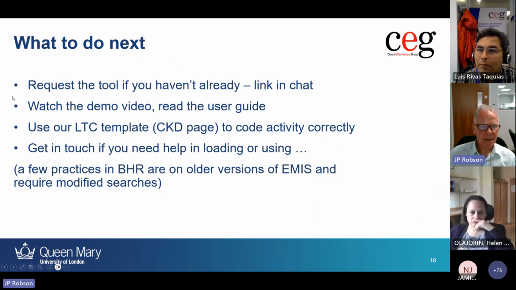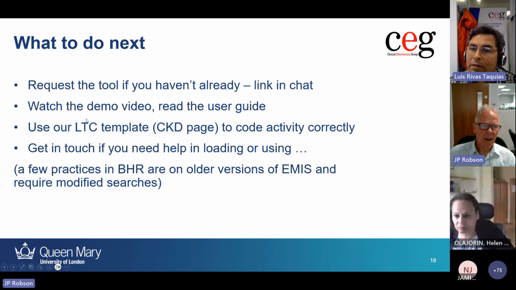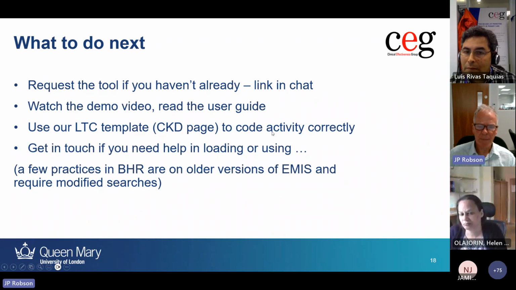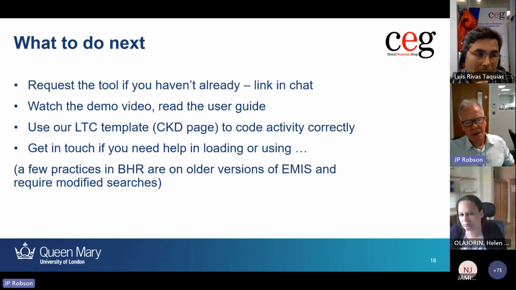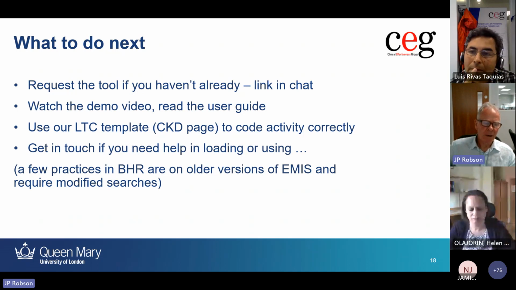So what to do next? If you haven't already requested it, you can do that. Do we have the link in the chat, Lewis? Yeah, the download, I put it in the chat already. You've got the demo video and the user guide on the web. Do use our long-term conditions template, the CKD page for coding. And as I say, we're in the process of further updating that as the London Kidney Network have been giving more guidance that we need to catch up with. And then do get in touch if you need help in loading or using.